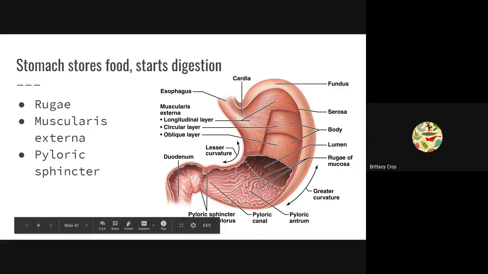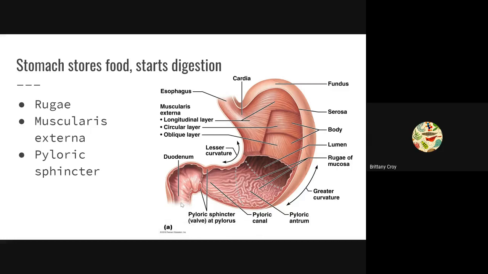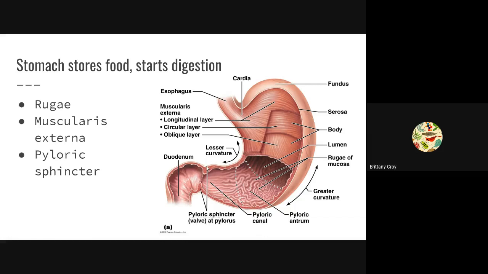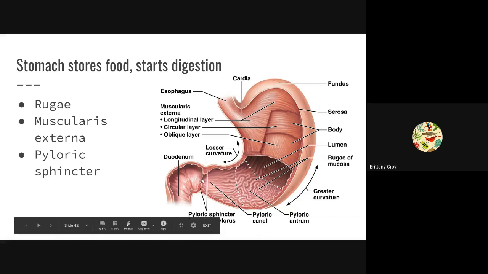And the stomach is going to join into the small intestine right here. The duodenum is the start of the small intestine. And can you see right here that muscular layer expands into the pyloric sphincter? That pyloric sphincter can open and close to either let food leave the stomach or keep food in the stomach for a longer period of time.